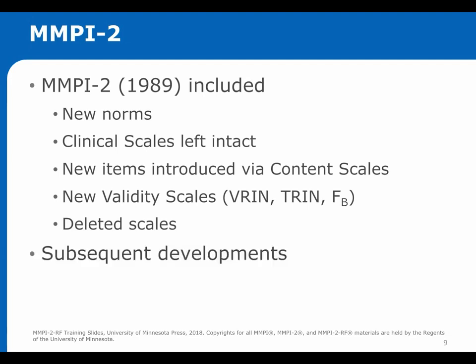Developments to the MMPI-2 since it was released in 1989 have primarily centered on adding and removing scales from those that are routinely scored based on empirical findings. Added scales include those like the infrequency psychopathology scale that was added in 1995, the personality psychopathology 5 scales that were added in 2002, and the restructured clinical or RC scales that were added in 2003.